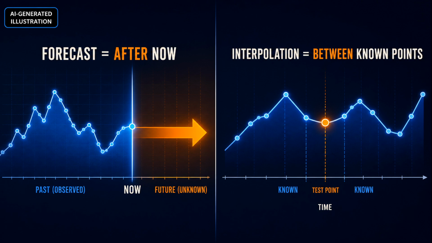Forecasting asks for the value after the latest timestamp. Interpolation asks for a value between observations that surround it. A random split can quietly turn a forecast test into something closer to interpolation because training rows appear on both sides of each test row. That can make a model look smarter than it is when the real job is to move forward through time.